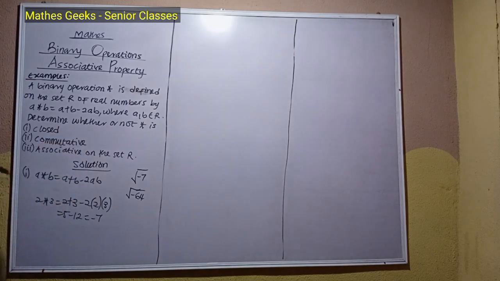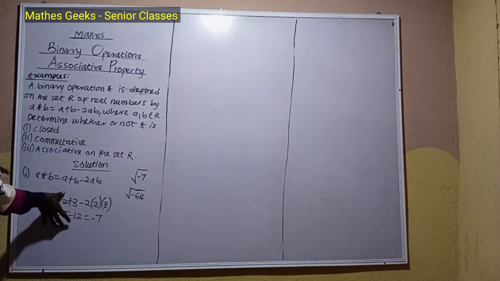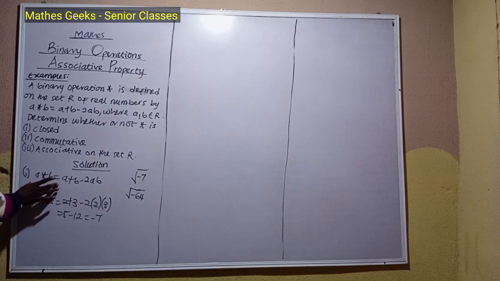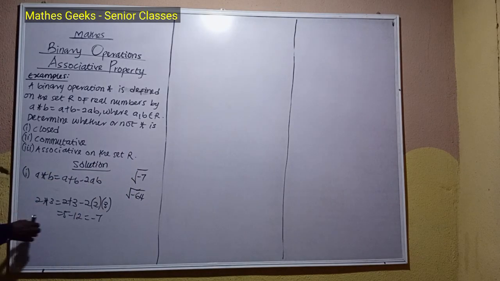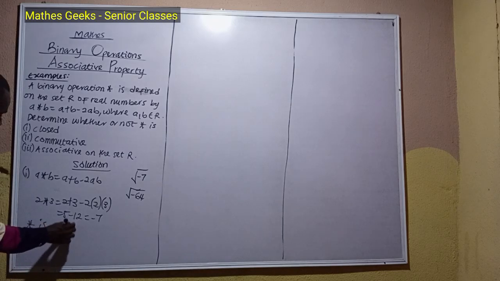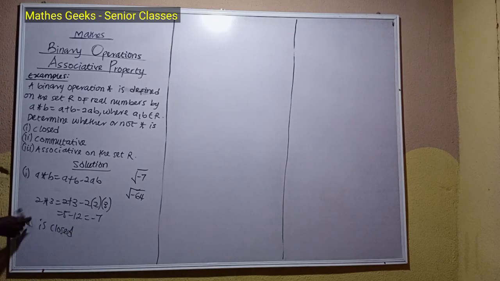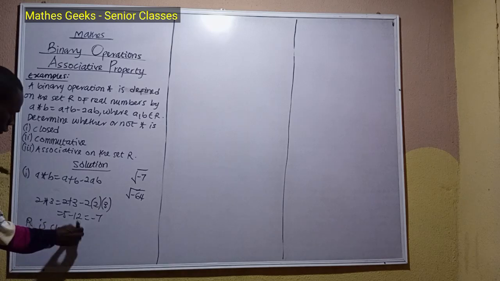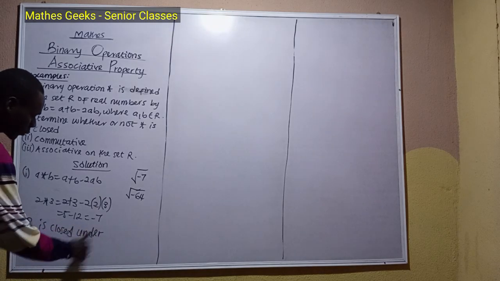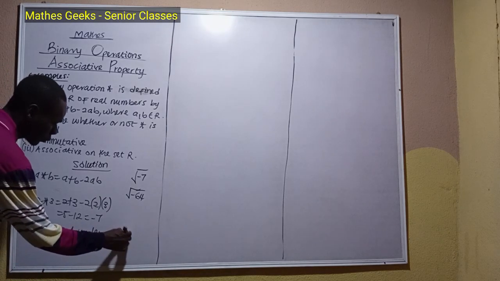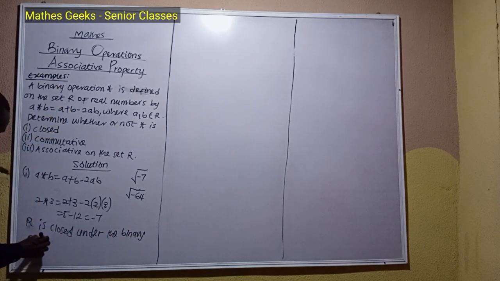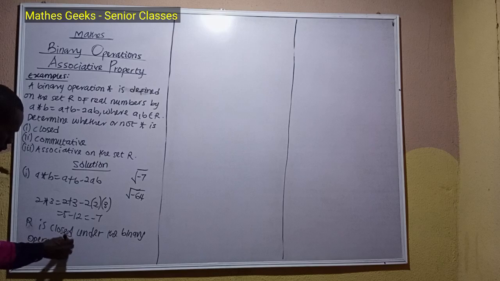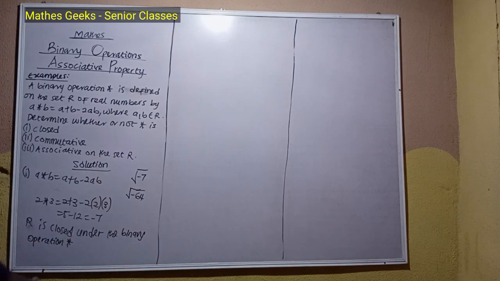But for this particular combination, we cannot get imaginary numbers of this nature. So we conclude by saying that star is closed. The set R is closed under the binary operation star.